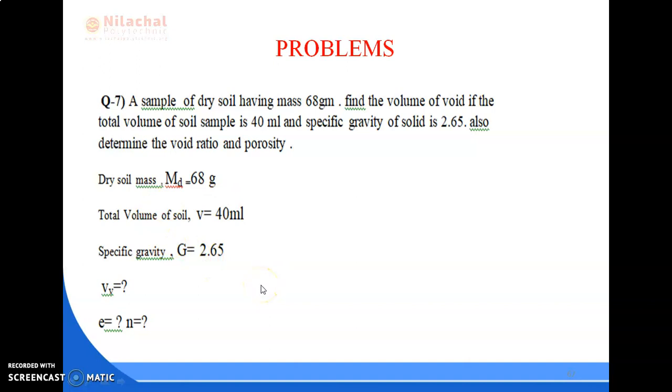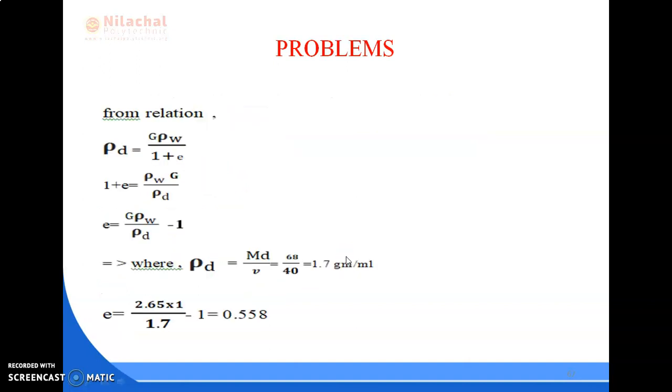So let us solve it. From the relation rho D equal to rho W G by 1 plus e, by cross multiplication, 1 plus e equal to rho W G by rho D. From this we have to find out e. So e equal to rho W G by rho D minus 1, we take this 1 to the right side. Here G is given in the question, rho W value is known to us, unknown is rho D. So if we calculate the rho D value, after that we can calculate the e value easily.